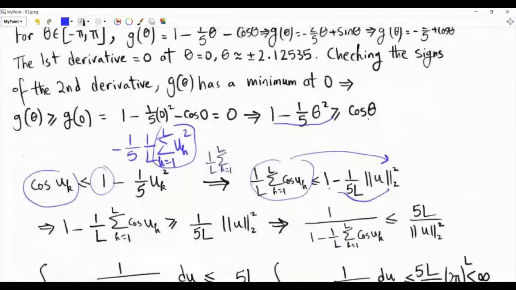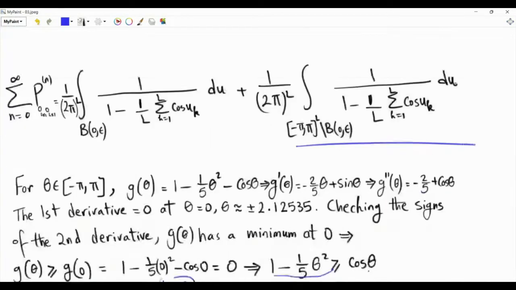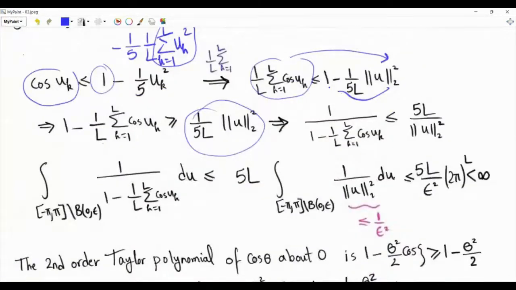1 over 1 minus 1 over L summation k from 1 to L cosine uk is less than or equal to, then we have the reciprocal of this side, which is 5L divided by the L2 norm squared of vector u. This integration here, note again that it is over the L dimensional box, where each u is from minus pi to pi, excluding the ball about the origin with radius epsilon. This integral is upper bounded by 5L. Then we are integrating the reciprocal of the L2 norm squared of vector u.